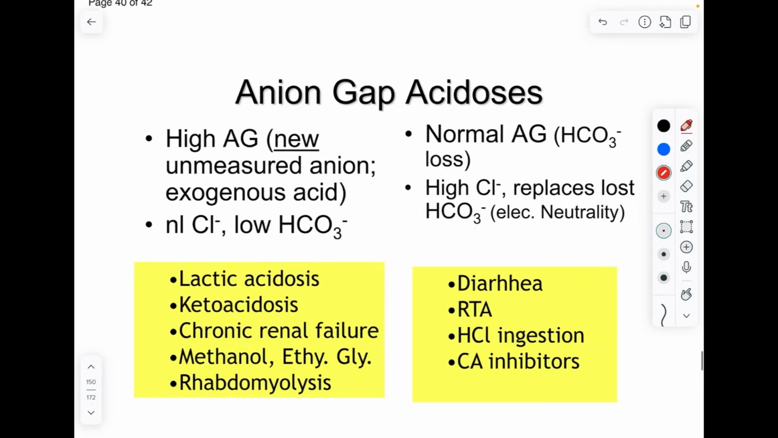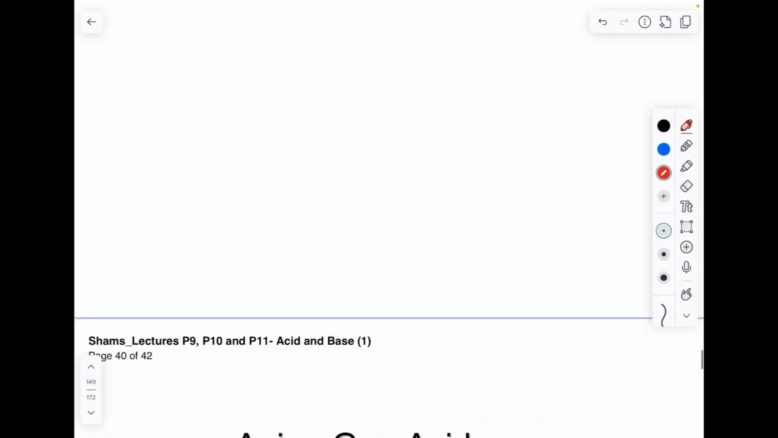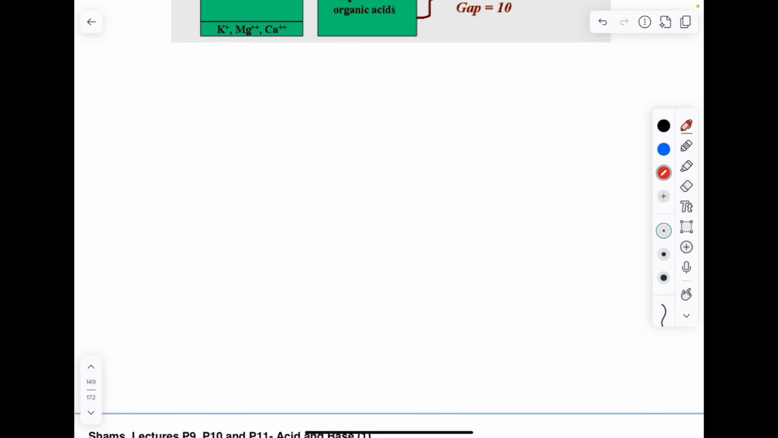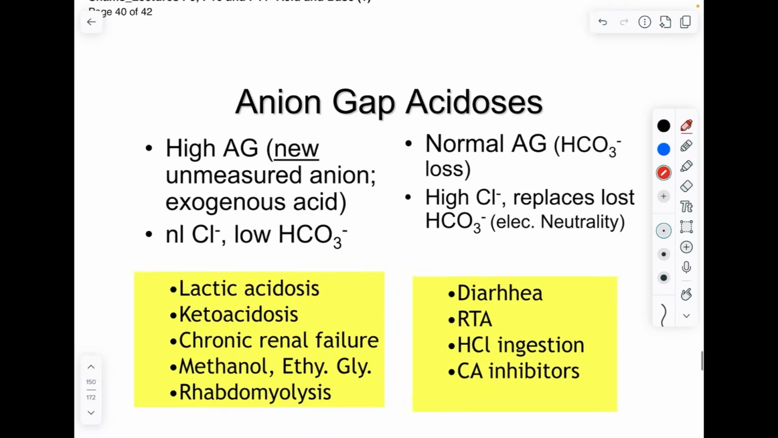Okay, now why is that important? When you have acidosis, this anion gap cannot be used unless you have a metabolic acidosis. Respiratory problems? No. Metabolic alkalosis? No. You only use it in metabolic acidosis to help you to figure out what the problem is.